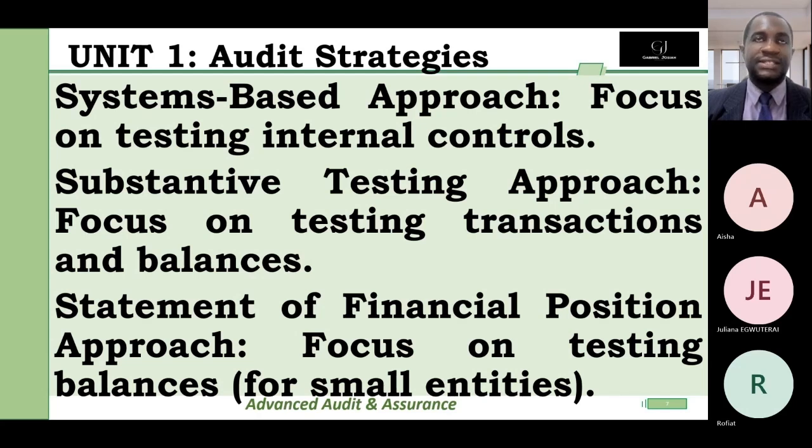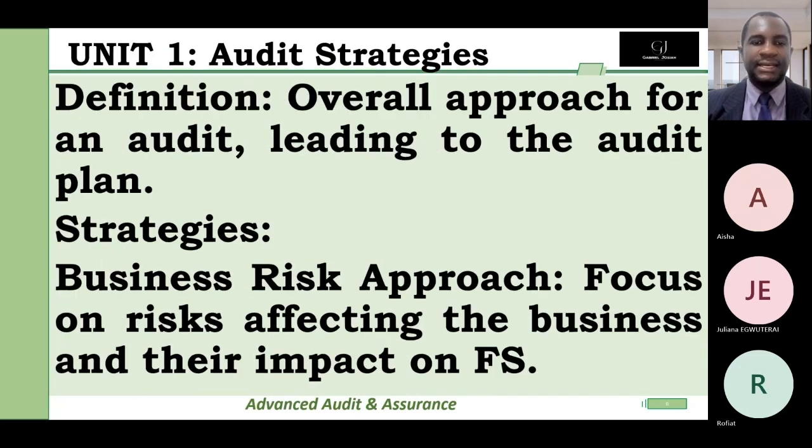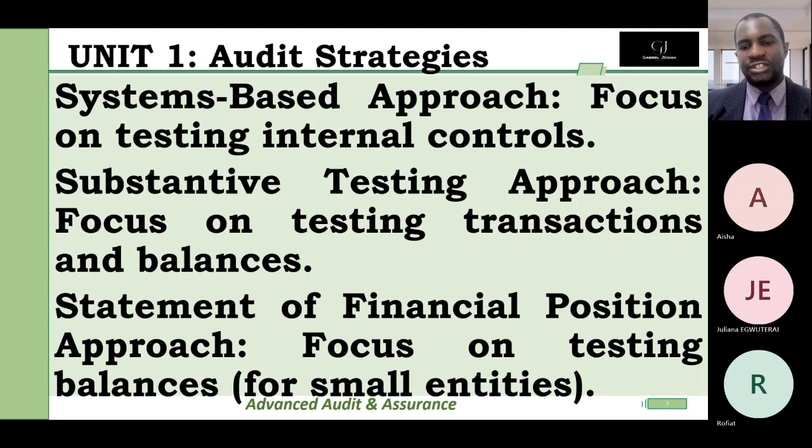So having looked at the system-based approach, we look at the third approach, which is the statement of financial position approach. This approach focuses on testing balances for small entities, small companies. So the system-based and the business risk approach look at medium and high risk industries.